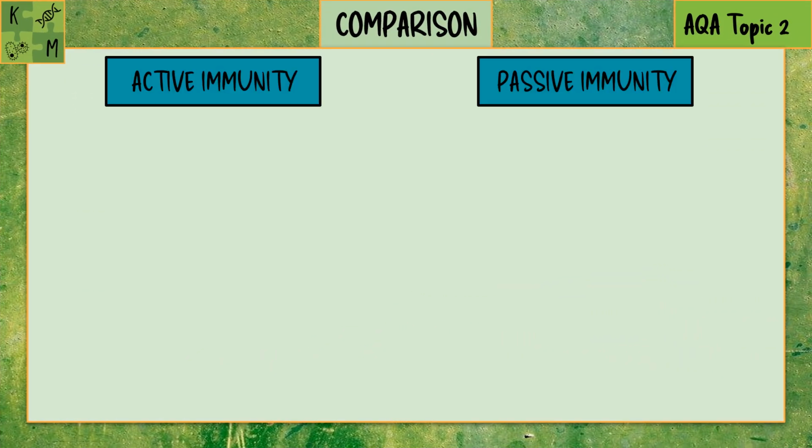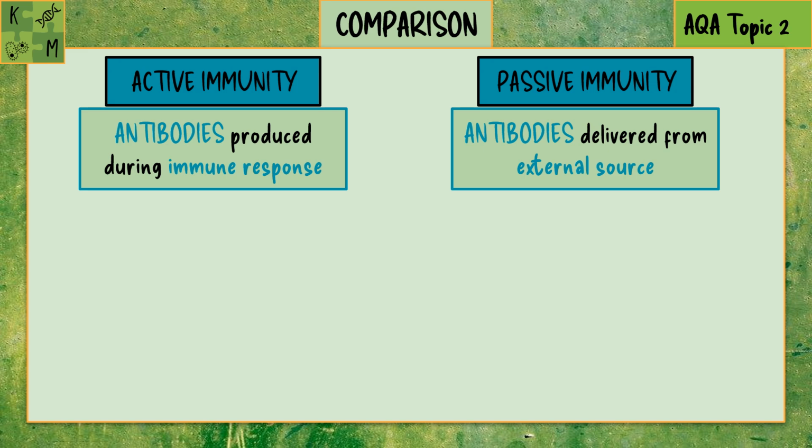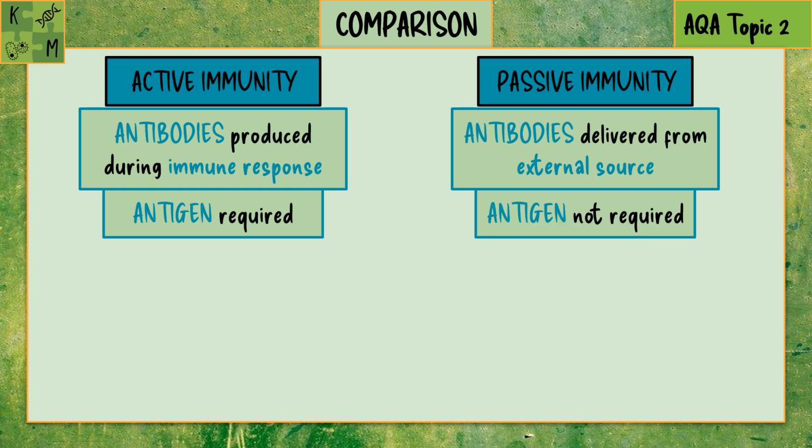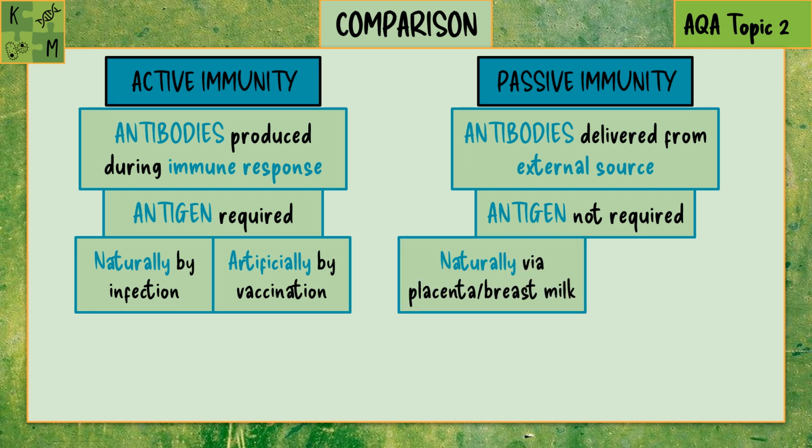In comparing active and passive immunity, we can consider the source of the antibody, with antibodies resulting from an immune response in active immunity and being introduced from an external source with passive immunity. We can also acknowledge that antigen presentation is required in active, but not in passive, and that both types can be brought about by both natural and artificial means. Active immunity by natural infection, or artificially by vaccination, with passive immunity being provided naturally by maternal antibodies or by means of artificial injection.